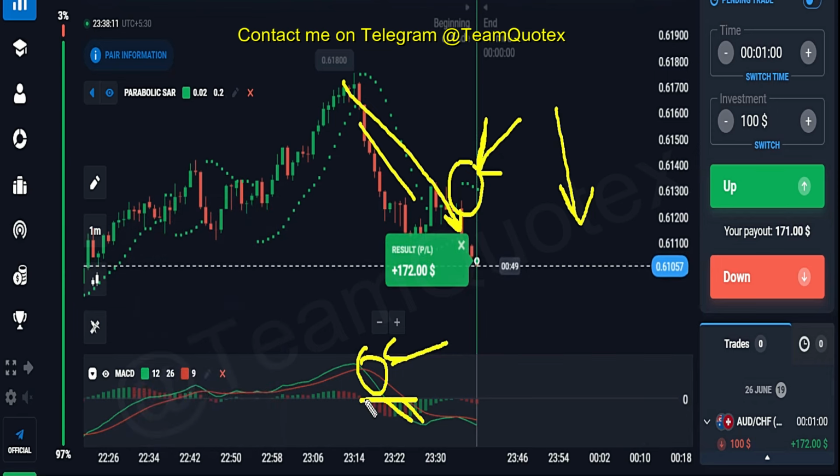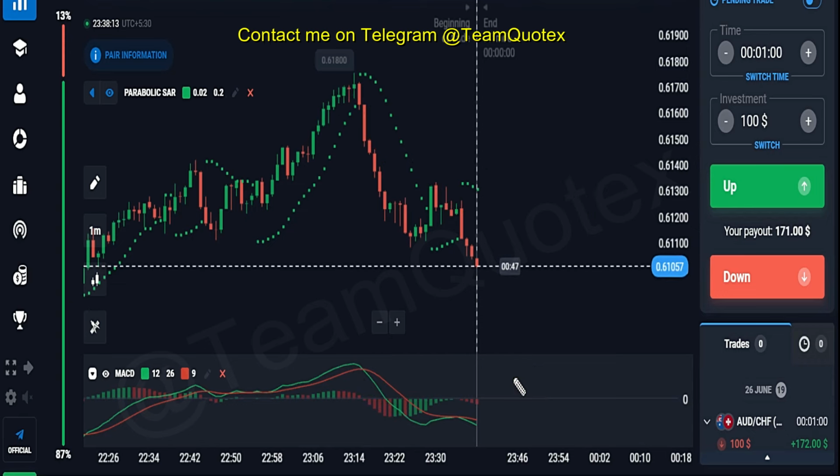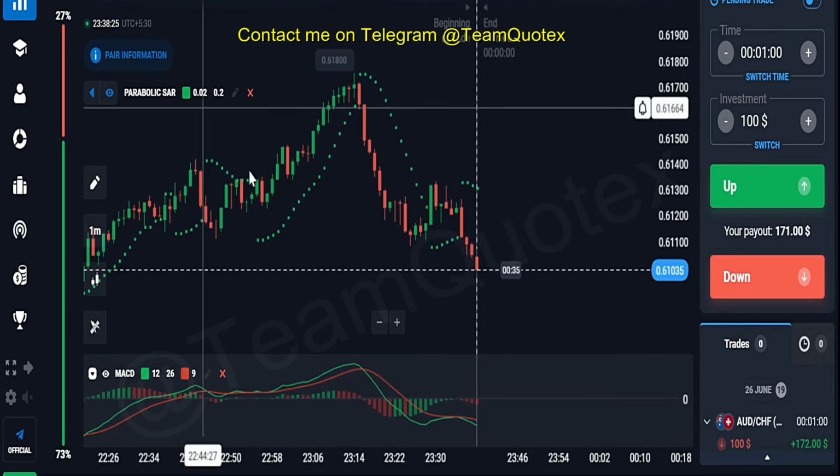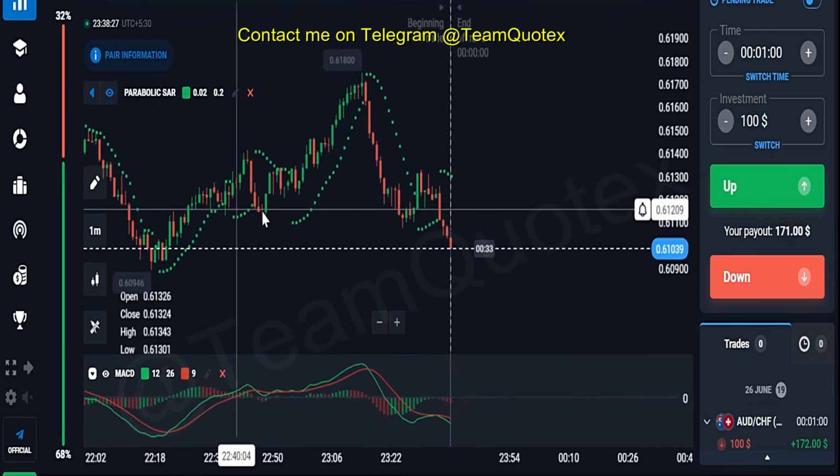You can see this is the zero level, below the zero level of the MACD, and histogram as well is below the zero level, not price. And we won the trade, guys. You can see the result by using this trading concept. You can definitely get some good results.